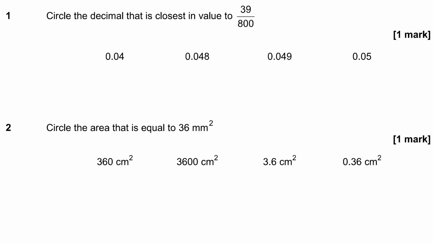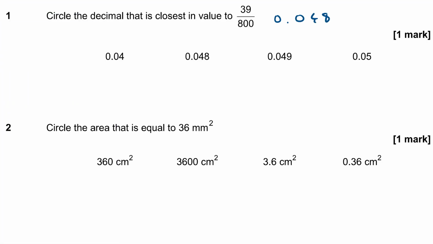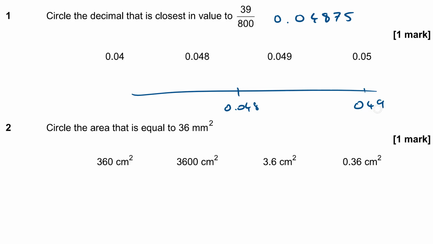Circle the decimal that is closest in value to 39 over 800. Now I'm just going to type in 39 divided by 800 into the calculator and get it to display that as a decimal, and I can see it's 0.04875. So which one is nearer? If I've got 0.048 and 0.049, it's going to be between those two, isn't it? And it's definitely more up towards this end, 4875. So I'm going to be rounding up to 0.049.